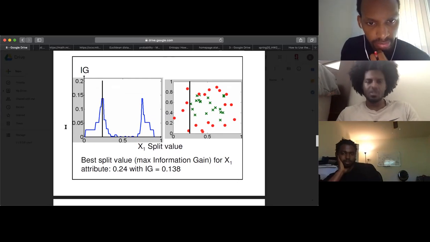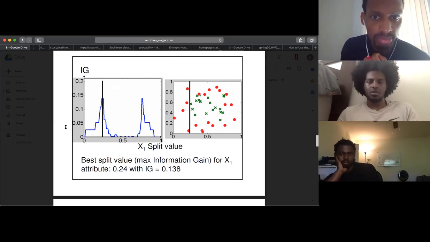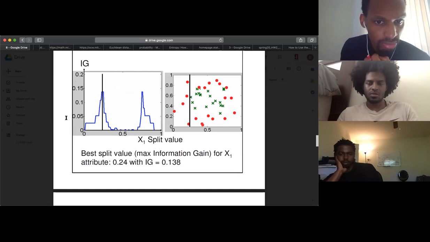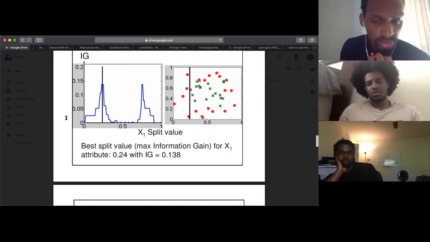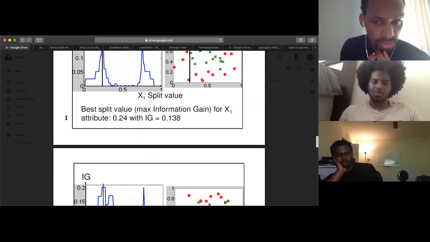Does that make sense? It is a minimization problem. They do the same thing. Iterating and calculating the information gain is minimizing the entropy of the system. Does that kind of answer it? Okay.